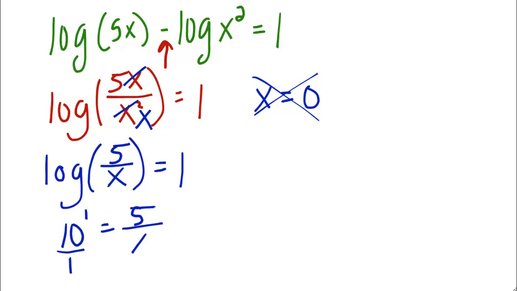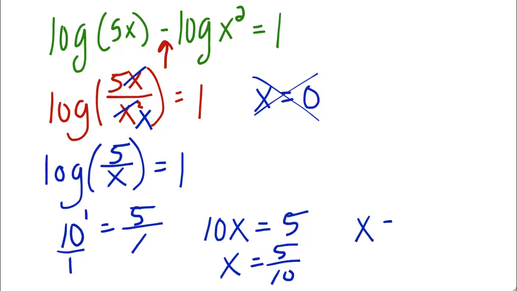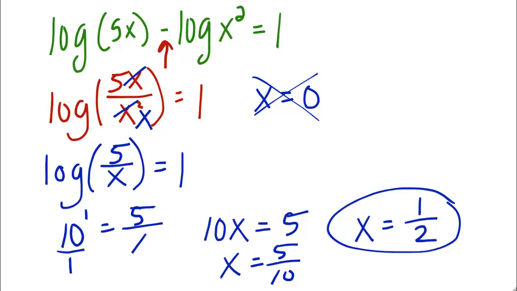We can cross multiply, or we can multiply both sides by x, however you want to think about it. That turns into 10x equals 5. So x is equal to 5 over 10. Or I'm going to write that as x is equal to 1/2. Not so bad, just using our log properties.